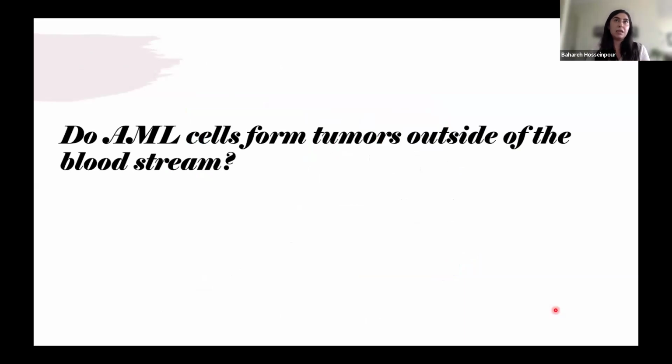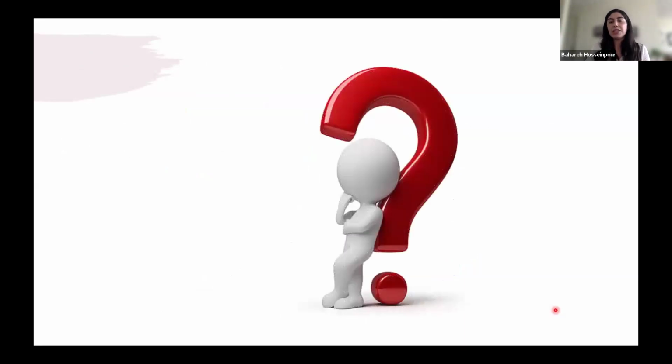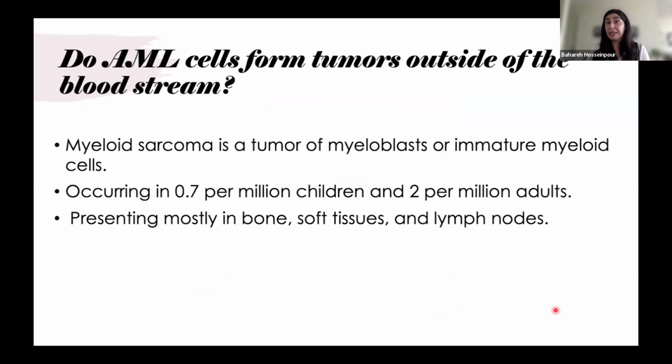We know that in the patient's body, AML is mostly in the form of clusters that can travel all over the bloodstream. But can they make tumors outside of the bloodstream? And the answer to this question is yes. Myeloid sarcoma is a tumor of myeloblasts or immature myeloid cells, which occurs in 0.7 per million children and 2 per million adults. This tumor presents mostly in bone, soft tissues, and lymph nodes.